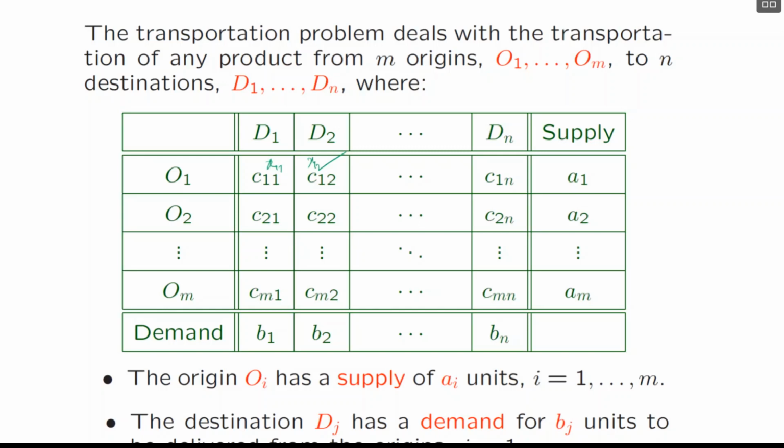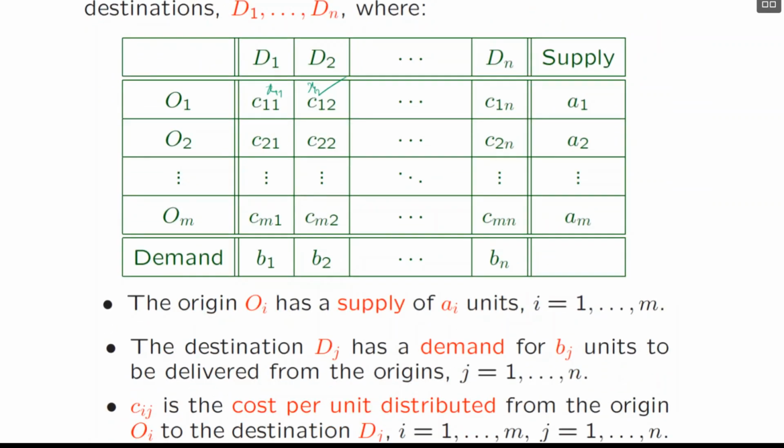And what will be the constraints? The constraints will be given by the availability of supply and requirement of demand. As we see, the amounts of items to be transported from O1 are x11, x12, ..., x1n. Their sum, that is x11 plus x12 plus ... x1n, should be less than or equal to A1. Similarly, we shall have constraints for the supply of items from the origin O2 up to Om.